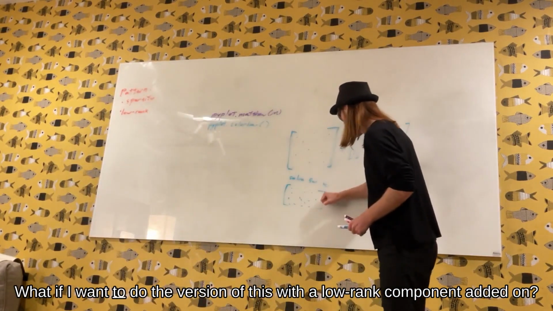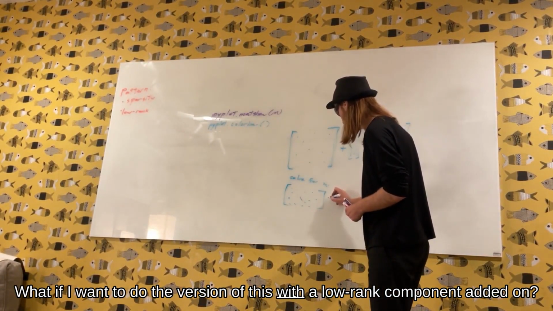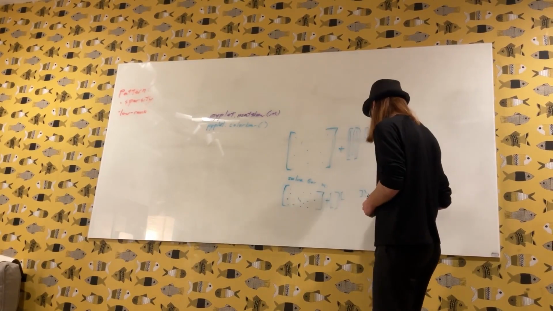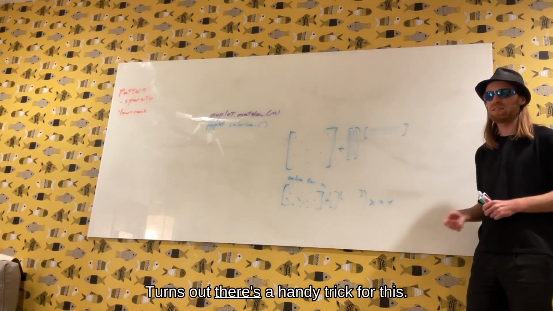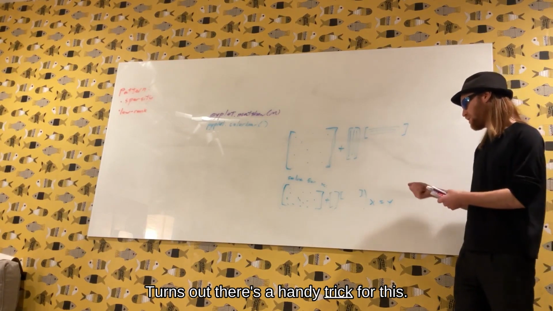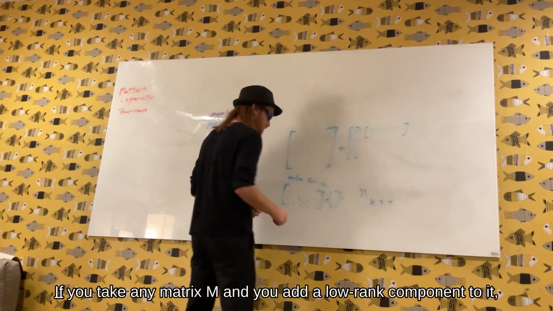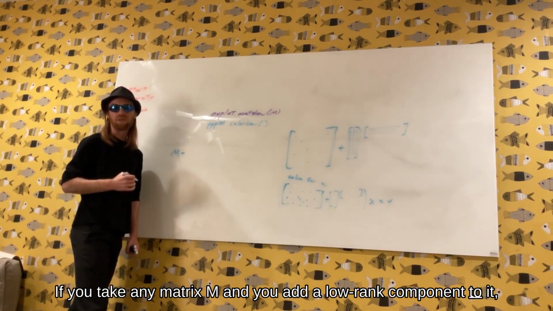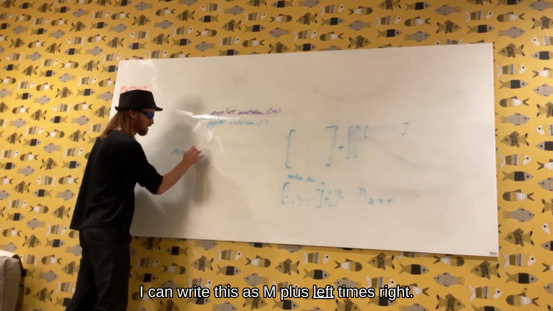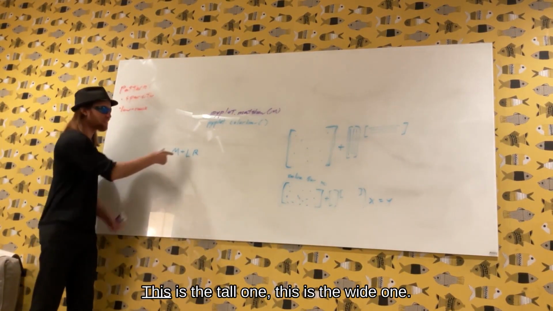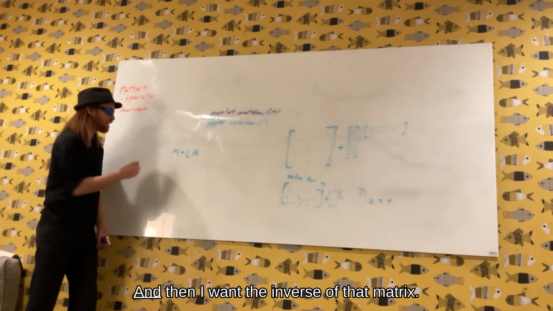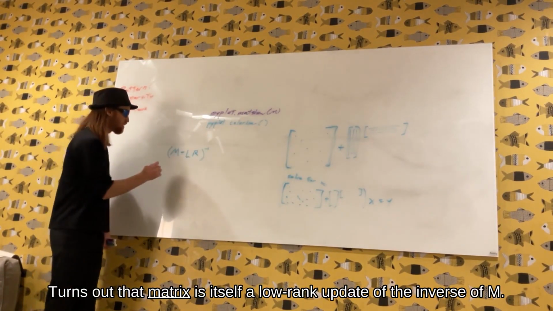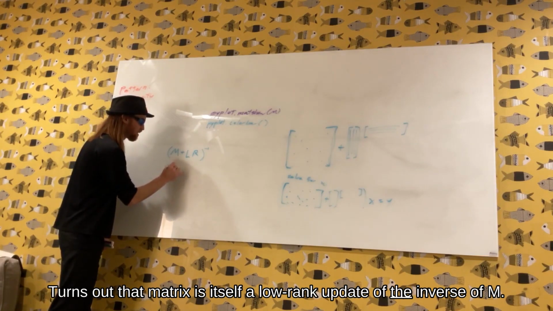What if I want to do the version of this with a low rank component added on? Turns out there's a handy trick for this. If you take any matrix M and you add a low rank component to it, I'm going to write this as M plus left times right, where this is the tall one and this is the wide one, and then I want the inverse of that matrix. Turns out that matrix is itself a low-rank update of the inverse of M.